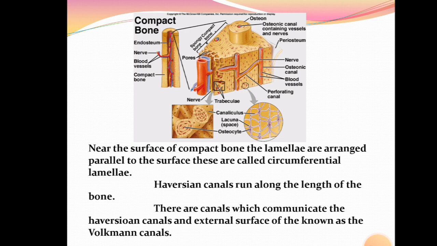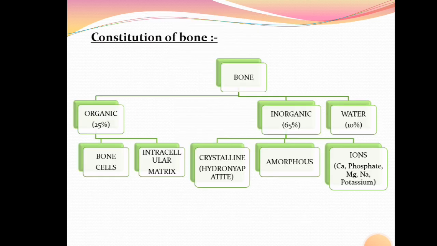Near the surface of compact bone, the lamellae are arranged parallel to the surface. These are called circumferential lamellae. Haversian canals run along the length of the bone, and the canals which communicate between the Haversian canals and the external surface are known as Volkmann's canals. So this is the diagram showing the compact bone and its internal structure.